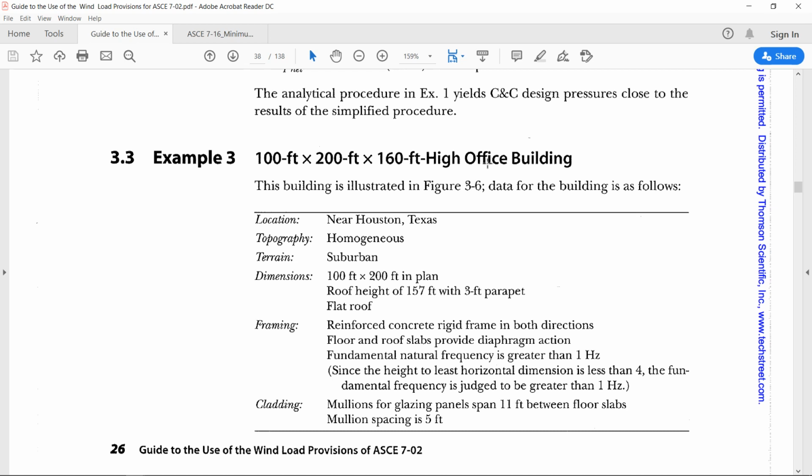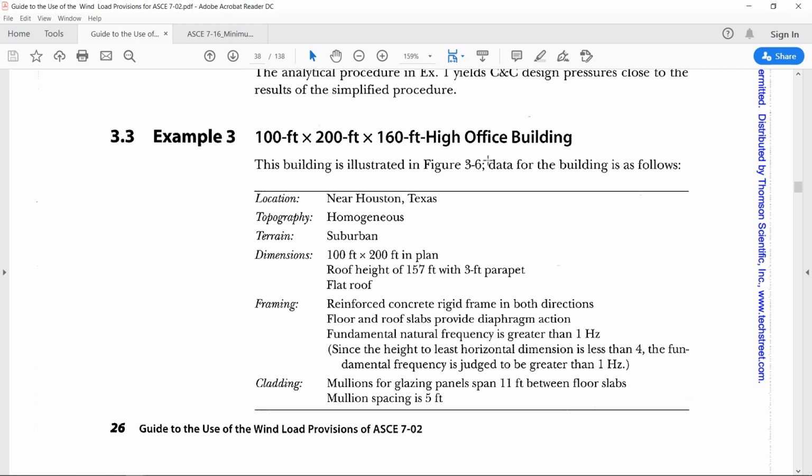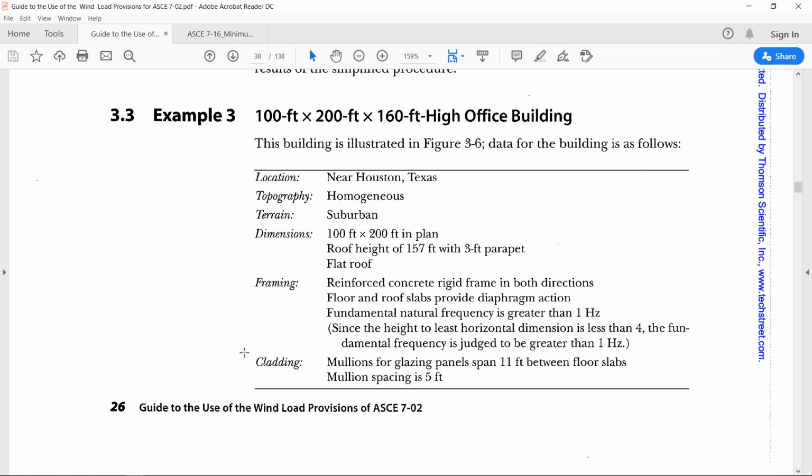In my last video, I calculated the wind load on the main wind force resisting system. Now in this video, I am going to calculate the wind load on components and cladding. As you can see, the cladding for this building is defined here, that the mullions for glazing panels span 11 feet between floor slabs and mullion spacing is 5 feet. So this gives us information.